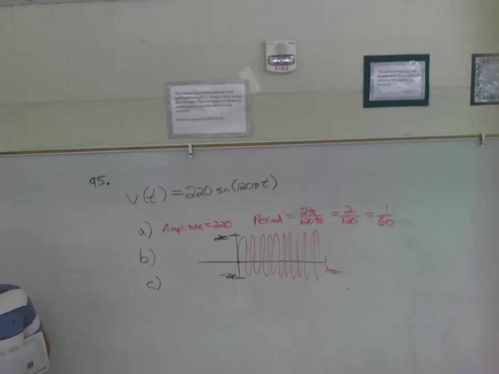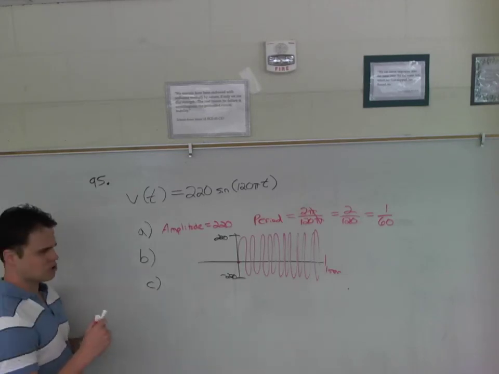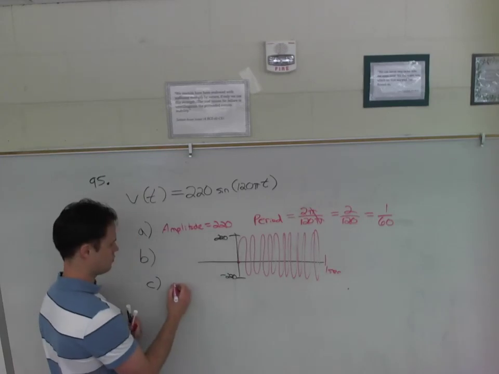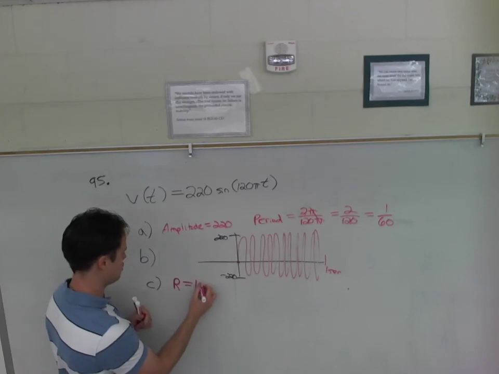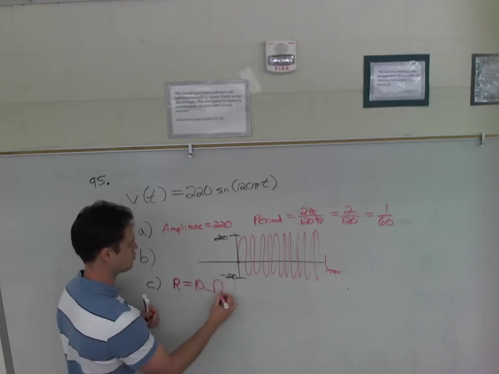Okay, part C. It says the wire that you have has a certain resistance. What did they say was the resistance of our wire that this electricity is in? 10 what? Ohms. Cool. Resistance is measured in ohms. Here's the symbol for ohms.